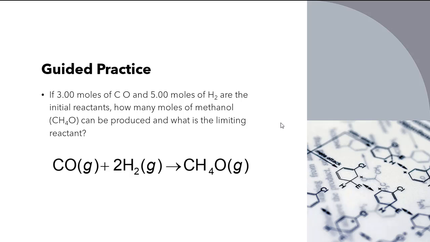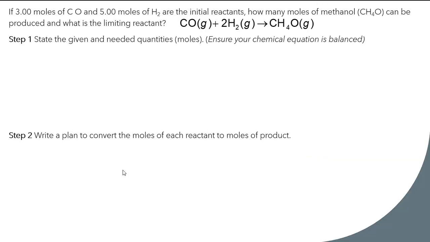So let's do some practice. If 3 moles of carbon monoxide and 5 moles of hydrogen gas are the initial reactants, how many moles of methanol can be produced and what is our limiting reactant? Here we're given our balanced chemical equation. I know it's balanced because I'm already given the coefficients. If I wasn't given coefficients here, I would double check, right? Always check to make sure that your chemical equation is balanced.